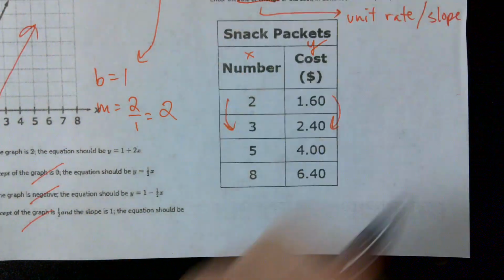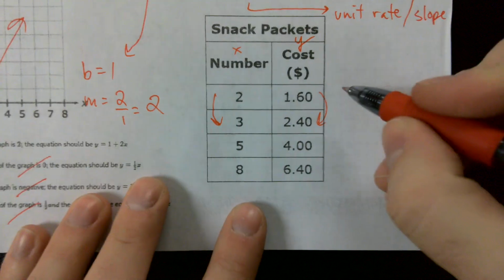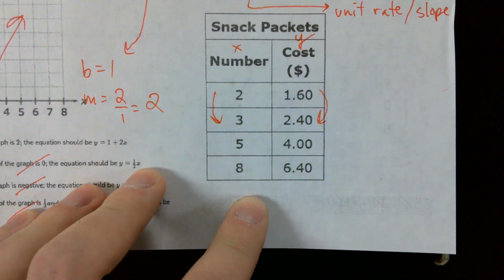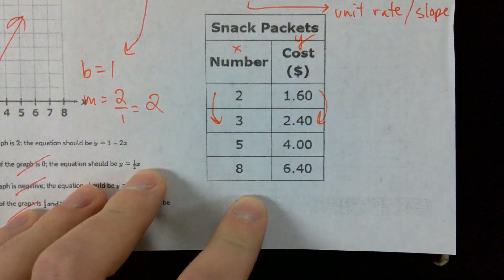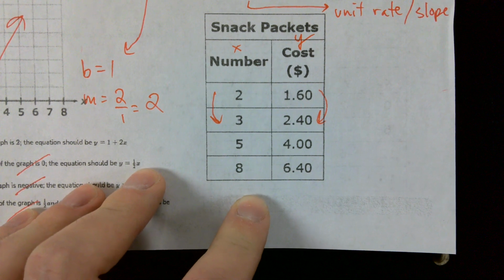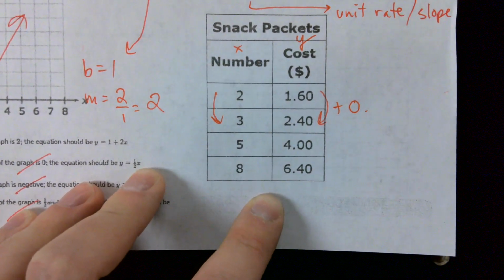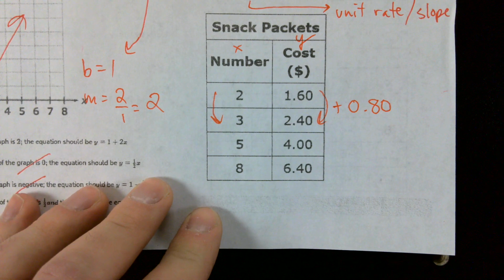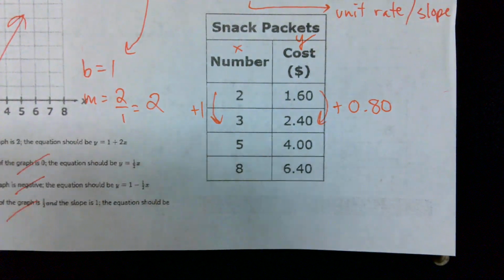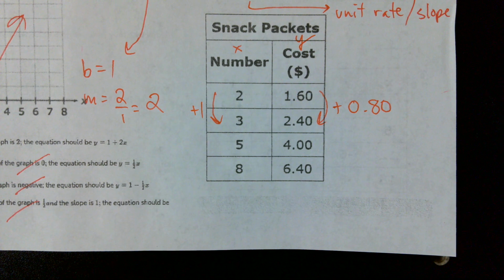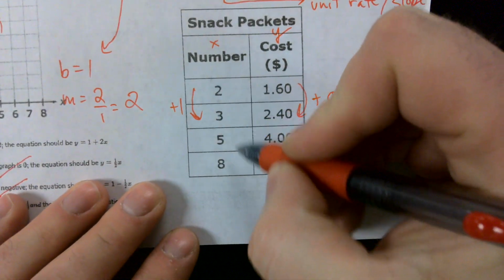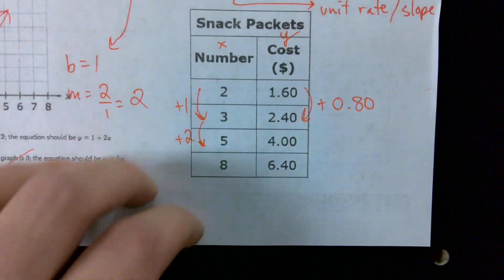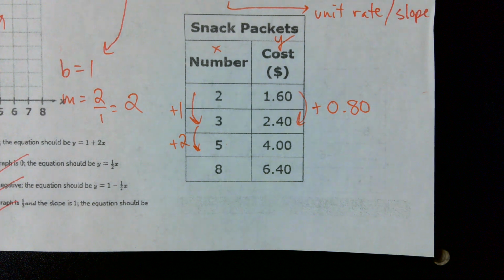So in this context, we've got snack packets costing a certain amount. What's my change in y from $1.60 to $2.40? Plus 0.80. That's right, 80 cents. What's my change in x from 2 to 3? Plus 1. Now, let me give you the second page real quick. Notice how we go from 2 to 3, and then from 3 we go to 5. That's plus 2, right? Uh-oh, it looks like we might have something weird going on here, but maybe not.